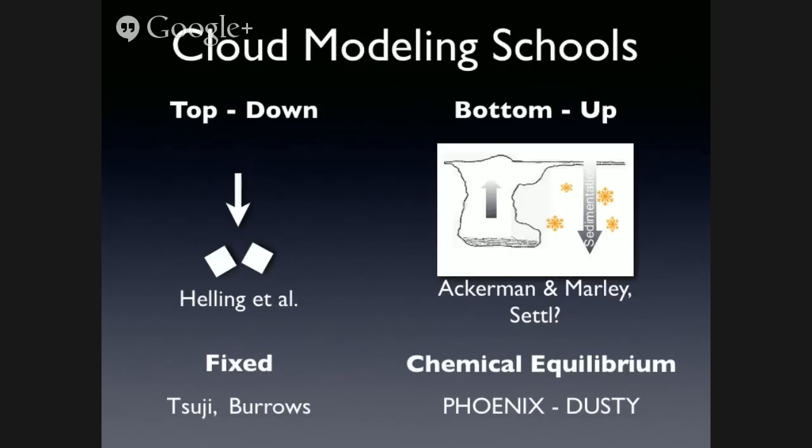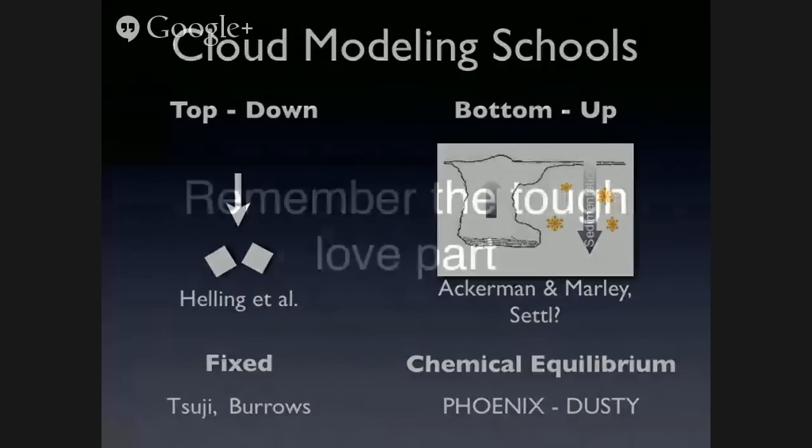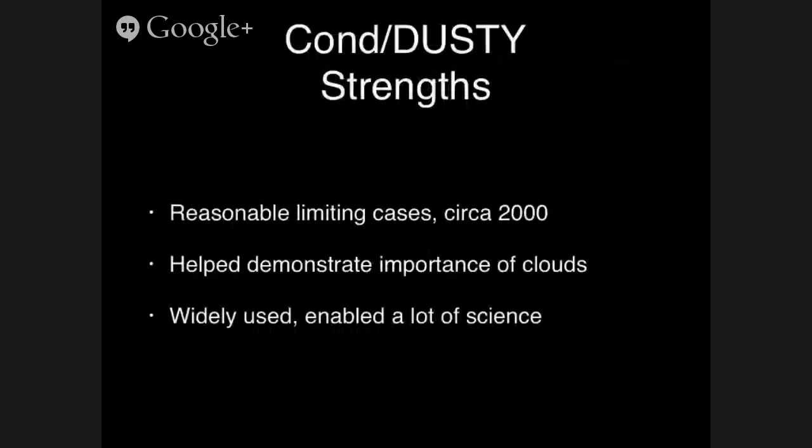There's fixed clouds, where we say, well, let's imagine a cloud is one scale height and it has some particle size. There's chemical equilibrium clouds. There's R clouds. Everybody has a different approach. So I want to try to look at each of these really quickly in the 10 minutes I have left. And remember, this is tough love, so don't shoot the messenger.